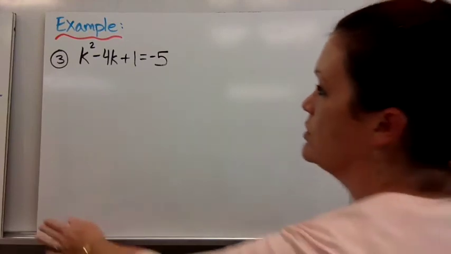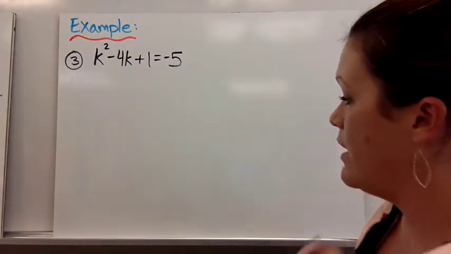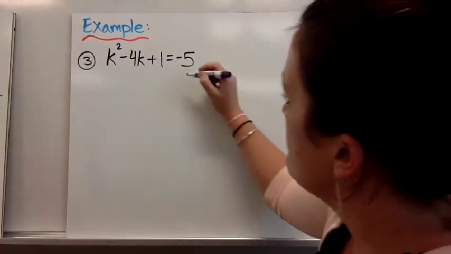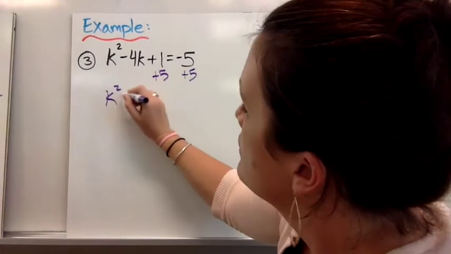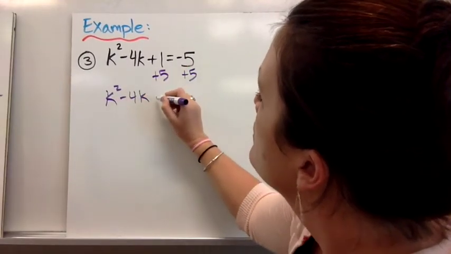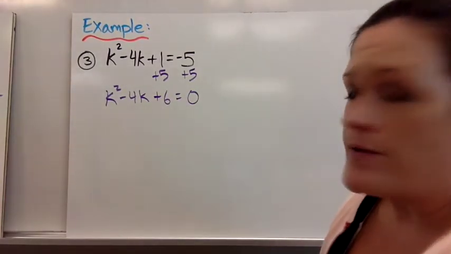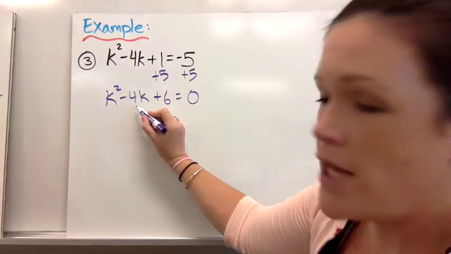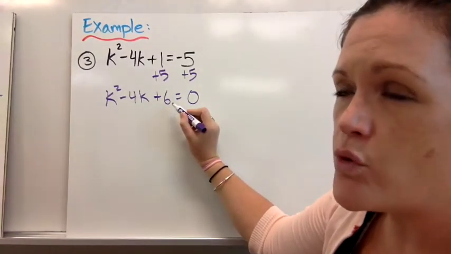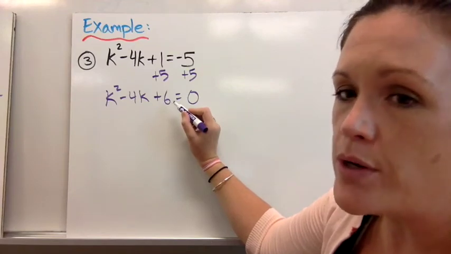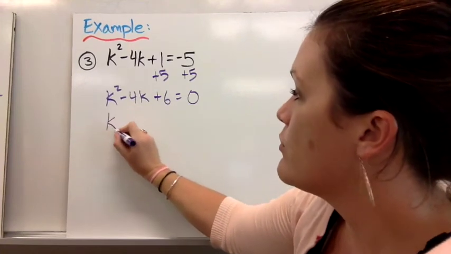All right, one more. K squared minus 4k plus 1 equals -5. So first things first, we got to put everything on one side to put it in standard form. All right, and then we check to see if it's already a perfect square trinomial. So is half of -4 squared equal to 6? Half of -4 is -2, and -2 squared is 4. We need this to be a 4. So let's make room for that 4.